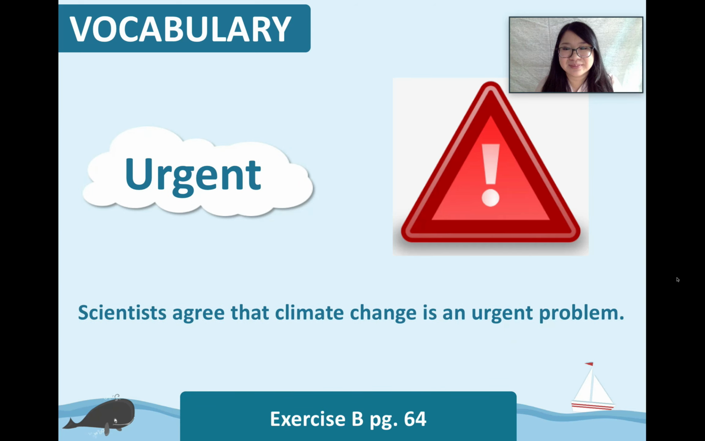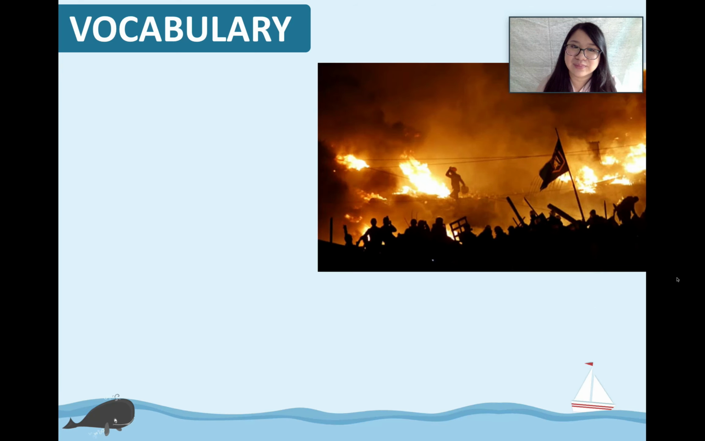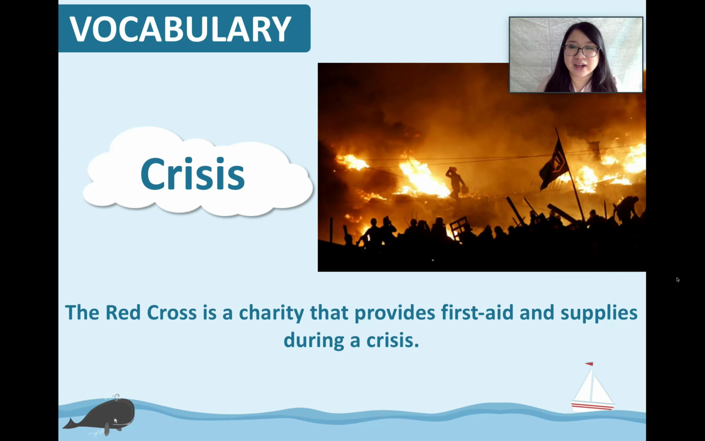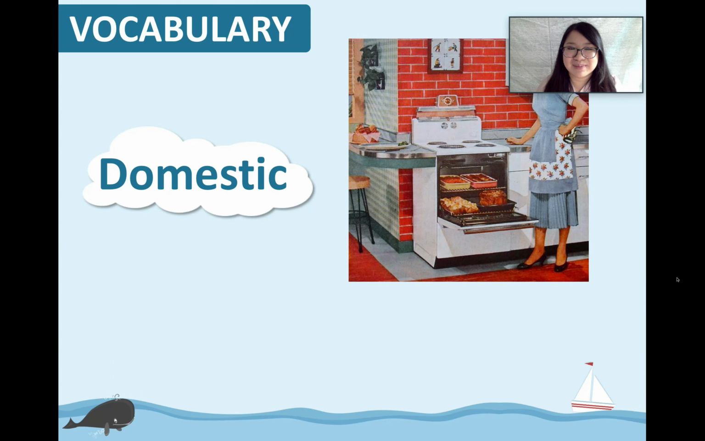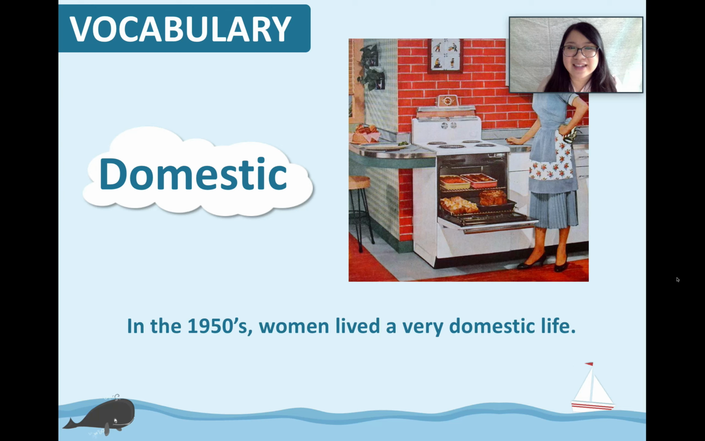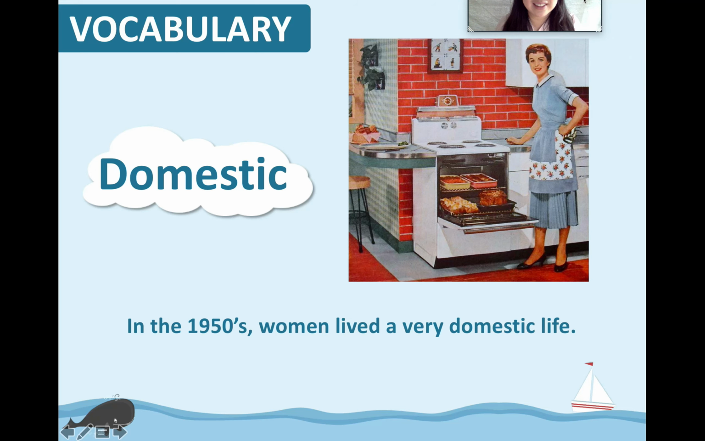Urgent. Scientists agree that climate change is an urgent problem. Crisis. The Red Cross is a charity that provides first aid and supplies during a crisis. Domestic. In the 1950s, women lived a very domestic life. And we can see her face.